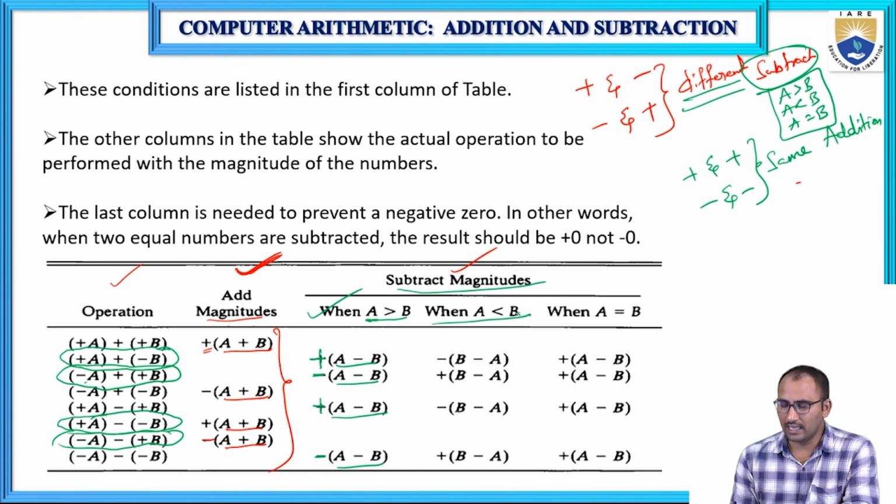So this is the first case in the subtraction, when A is less than B. That means here B is greater. So in this case also we have to subtract the magnitudes, but we have to take the complemented sign of the larger number. So let's consider one case.